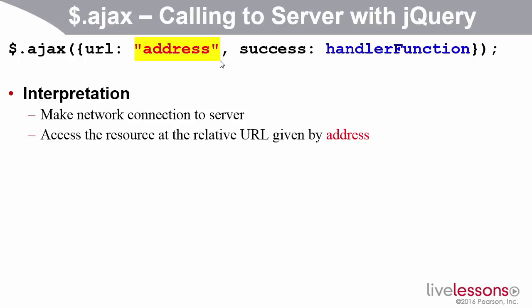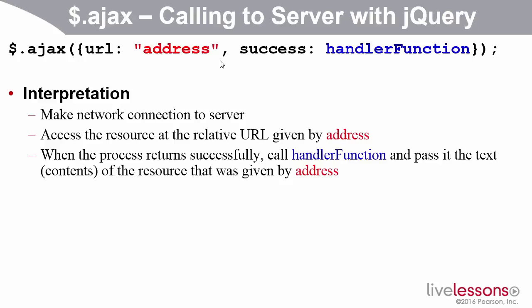Notice that that's a relative address. It's an address relative to the location of the HTML file. It's not an absolute address. For security reasons, Ajax is prohibited from accessing URLs on servers other than the server that the HTML file came from. So call that address on the server, and then send the contents back to the browser. When the process completes successfully, pass the contents of that address, the text of that address, to the handler function. And then the handler function will do something hopefully interesting with it.